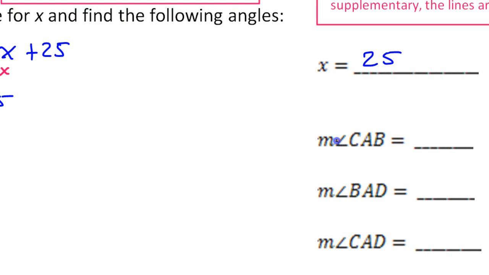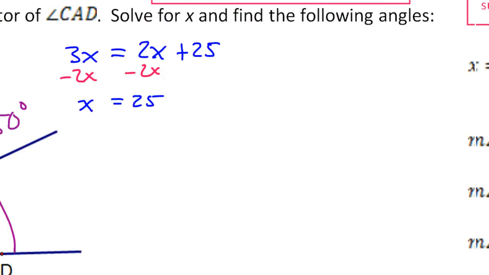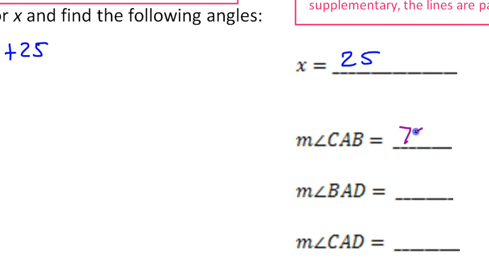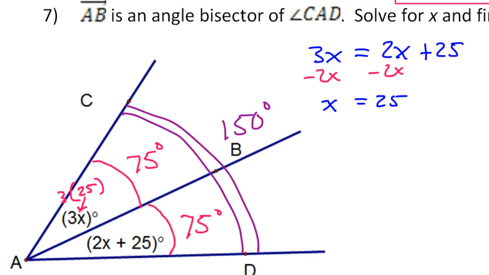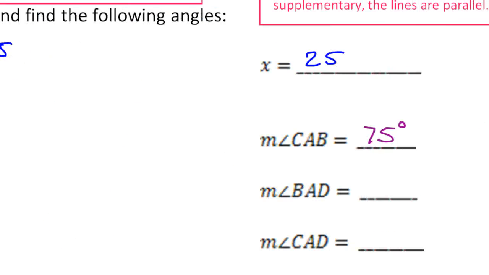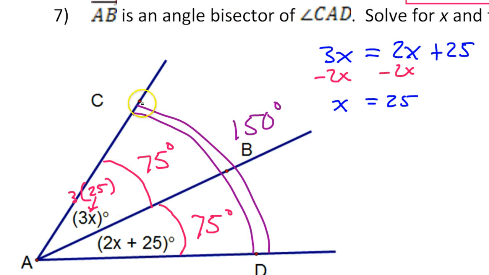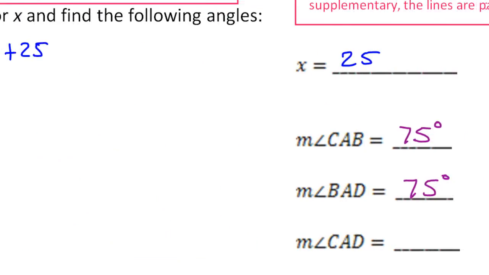So, the measure of angle CAB. CAB is this top angle that is 75 degrees. What about BAD? BAD is this bottom angle, also 75 degrees. And CAD? CAD is the large angle, that's 150 degrees.